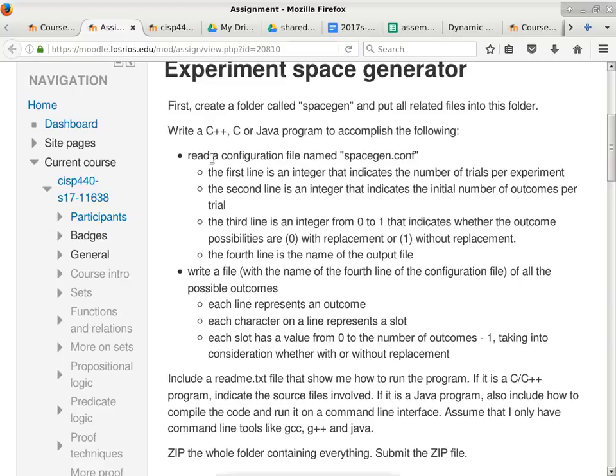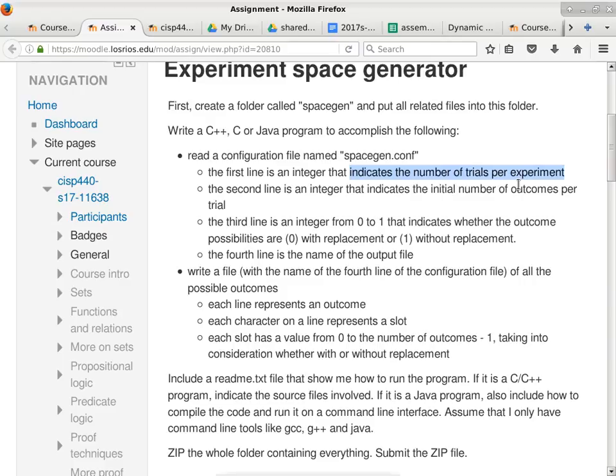Okay, so the first thing your program has to do is to read the configuration file. The file name of the configuration file is always spacegen.conf. So this one you can hard code into your program. The first line of this configuration file is an integer. The integer indicates the number of trials per experiment. Is that okay? So in our example here, this would be 3. There are 3 trials in each experiment.